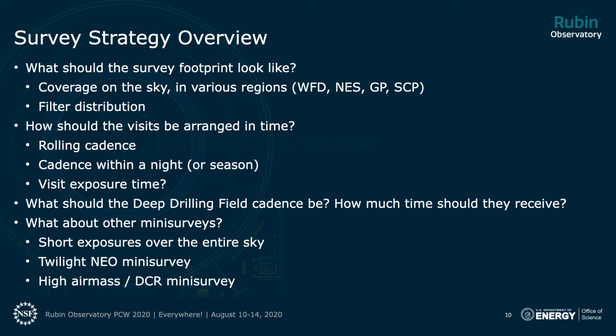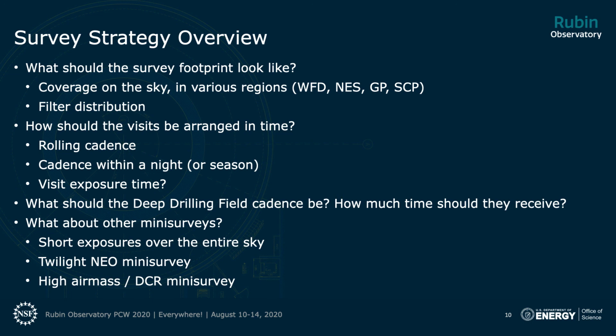So, survey strategy overview. High points are what should the survey footprint look like, and in particular what should the wide, fast, deep, northern ecliptic spur, galactic plane, and south celestial pole coverage look like, and how should the distribution of visits be between the different filters in those footprints. How should the visits be arranged in time? So the rolling cadence, but we might also look at the cadence within a night or a season and the visit exposure time itself.